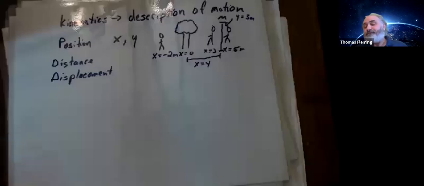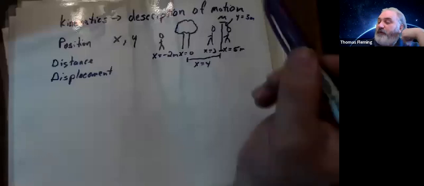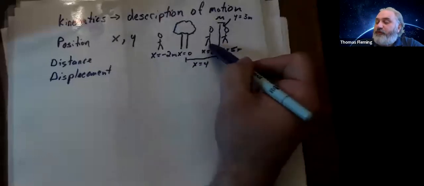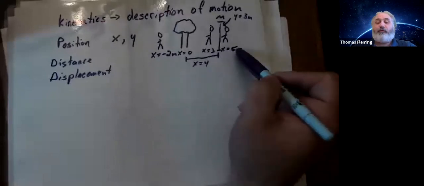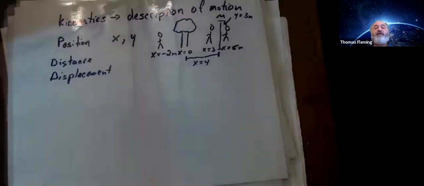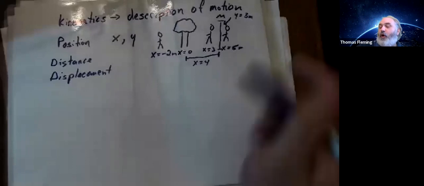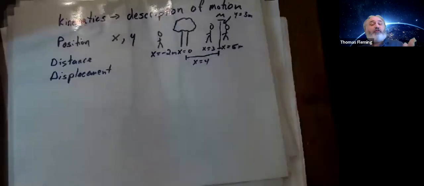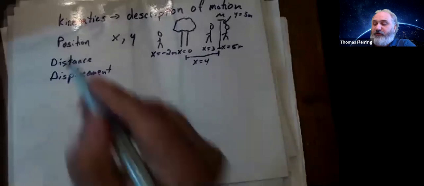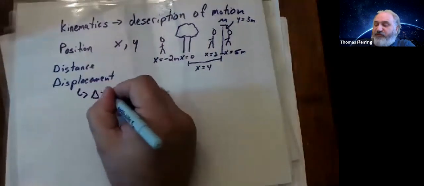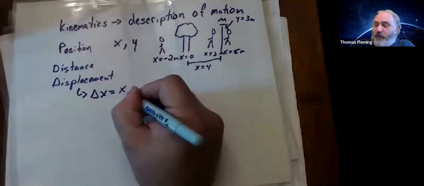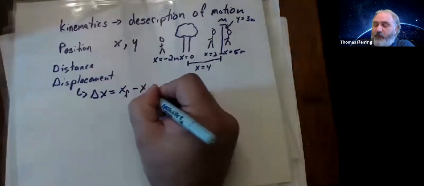So if, let's say, this guy over here traveled to talk with this guy over here, he would be going from x equals 3 to x equals 5. So his displacement would be his change in position. And to go from 3 to 5, you have to change by 2, right? So displacement, mathematically, is just delta x: your final position minus your initial position.